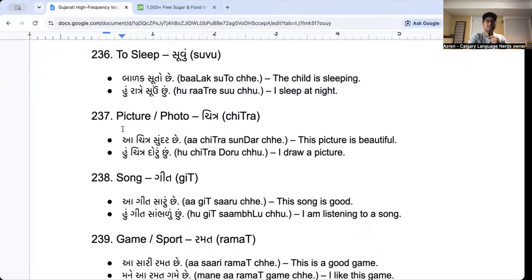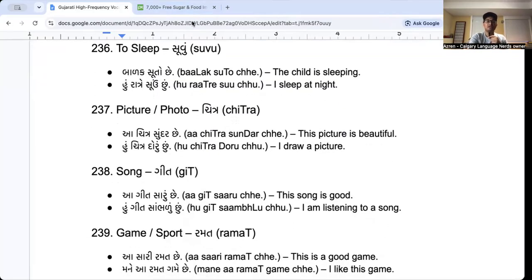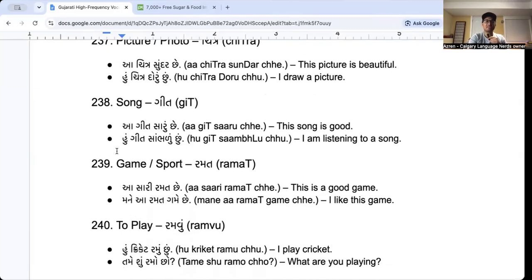Okay, next is geet. Geet is song. A geet saru che. This is a good song. Hu geet sambru chu. I'm listening to a song. By the way, the word for music in Gujarati is sangeet.